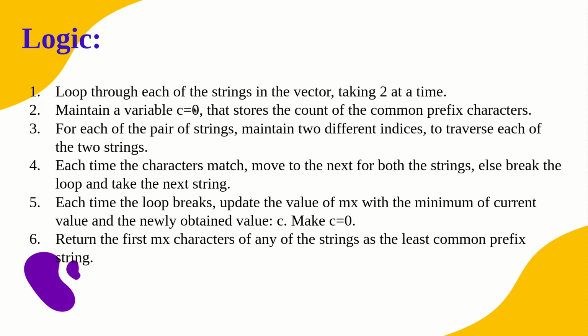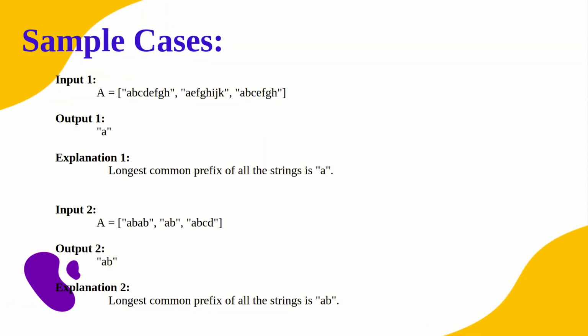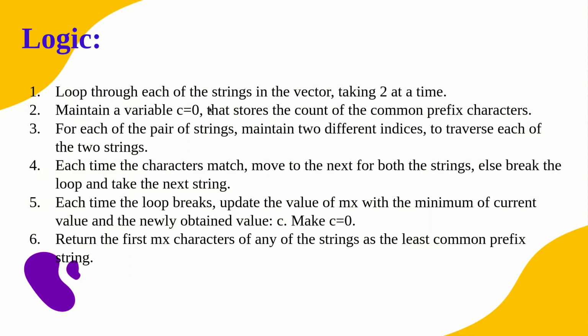But the catch here is we are not comparing all the possible pairs. When I say take two strings at a time, I don't mean take these two, and then these two. I'm not talking about all the possible combinations, I'm just talking about in sequence. The catch you will get as we proceed with the solution. Then maintain a variable c equal to 0 that stores the count of the common prefix characters. So c is just storing the length of the common prefix.